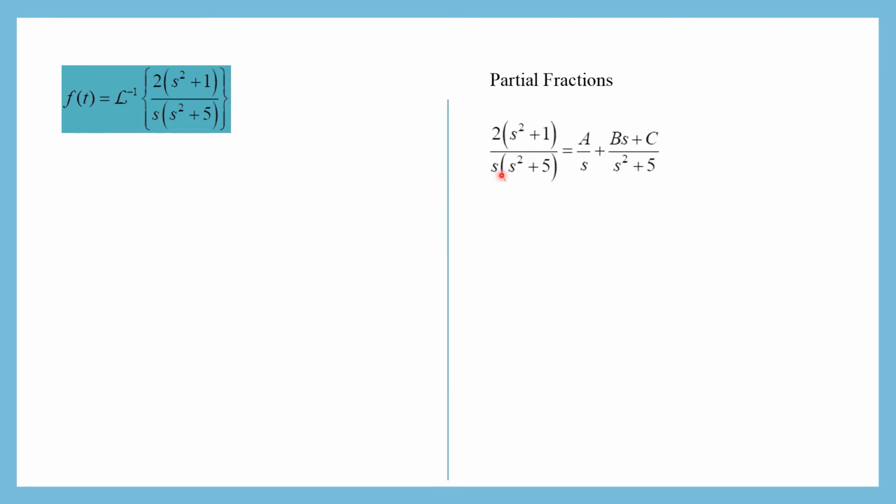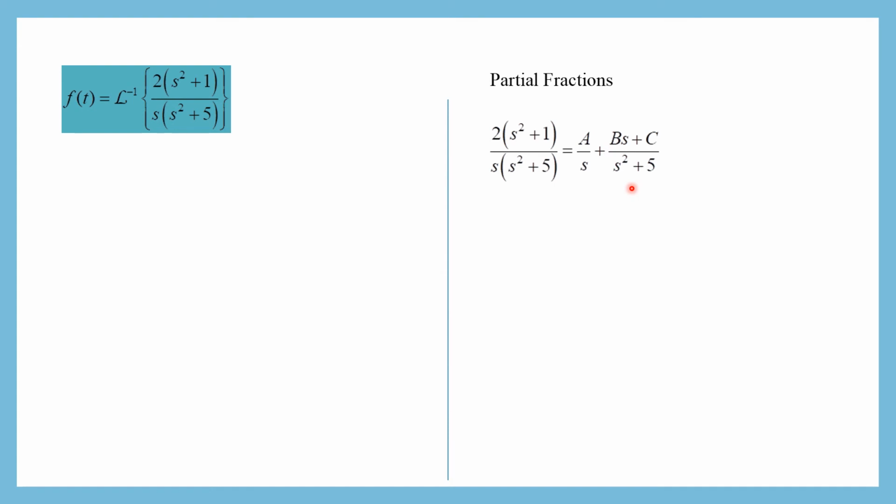Okay, so for the first factor at the denominator, which is s, the corresponding partial fraction is in the form of a over s, because this is s of degree 1 and therefore the numerator is just a constant. For the second factor at the denominator of this rational function, it is s squared plus 5. It is a quadratic factor and therefore the numerator is a linear factor. We write it in the form of bs plus c.